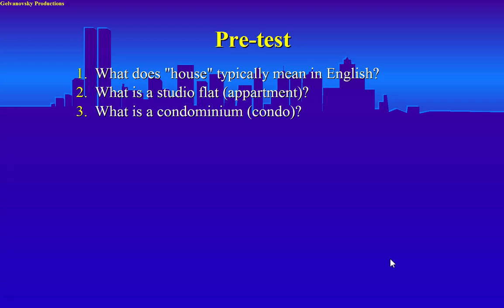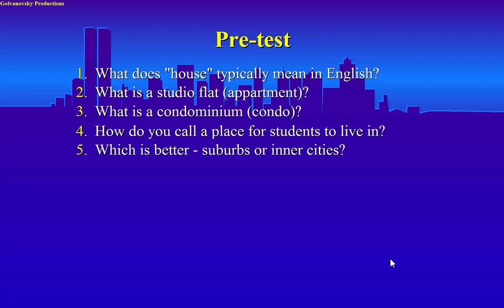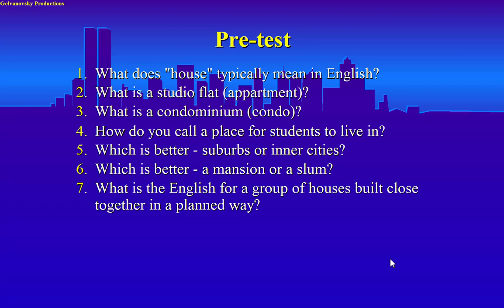Question 3. What is a condominium or condo? Question 4. How do you call a place for students to live in? Question 5. Which is better, suburbs or inner cities? Question 6. Which is better, a mansion or a slum? Question 7. What is the English for a group of houses built close together in a planned way?